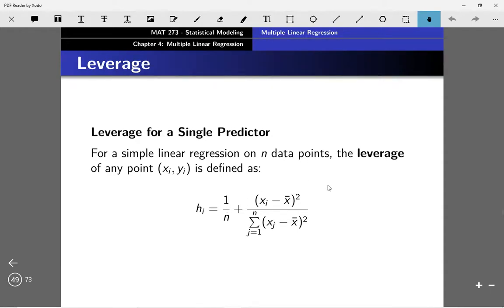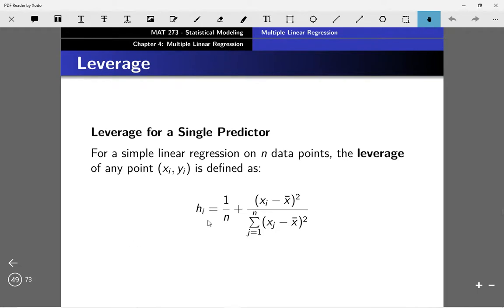So again, a point with high leverage can be influential, but not necessarily. And the reason it's an H, they tend to use an H sub i to denote leverage, is because you can get these leverage values out of what's called the hat matrix, which is just this matrix that you can use to multiply the data by to transform it into predicted values. It gets a little bit into the linear algebra of how regression works.